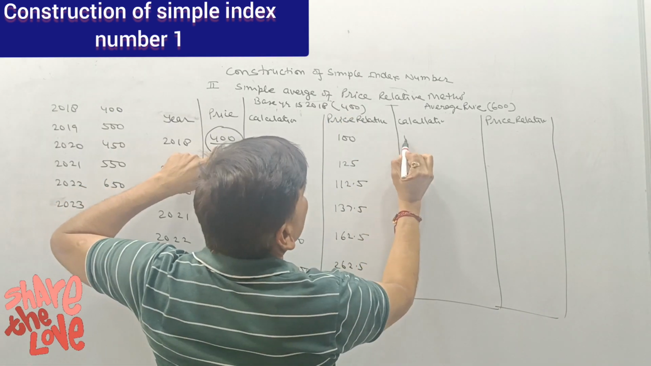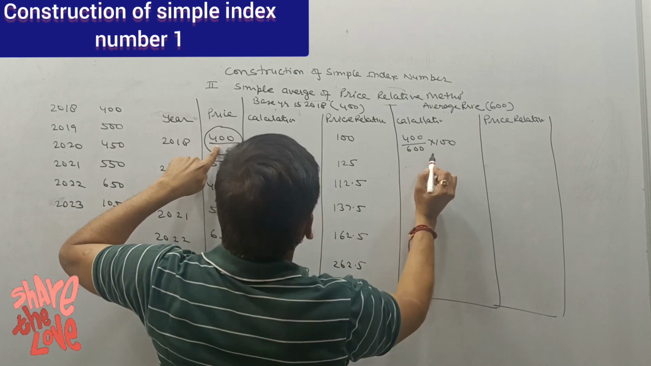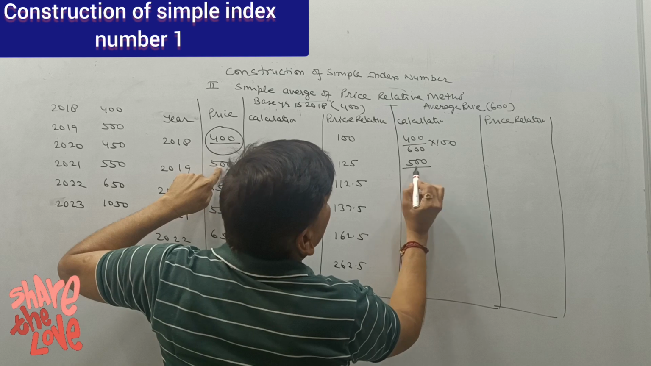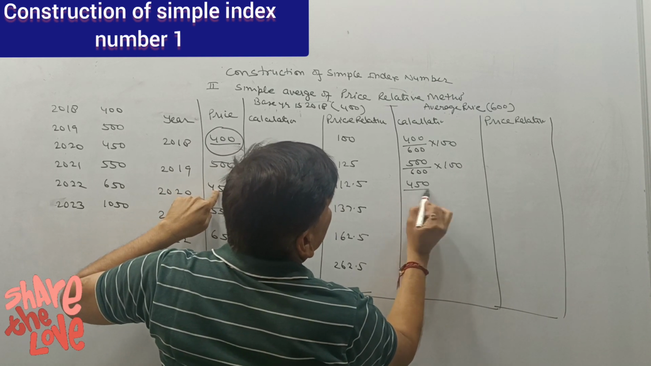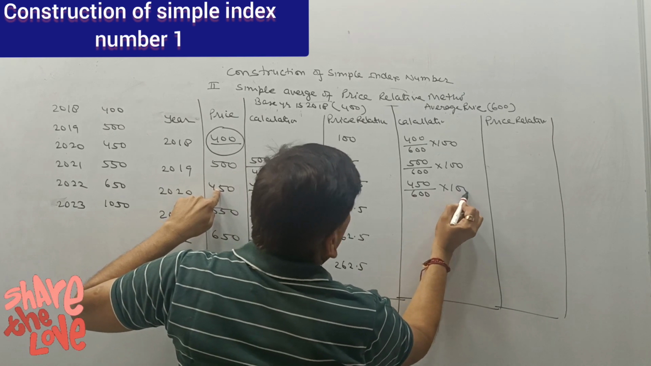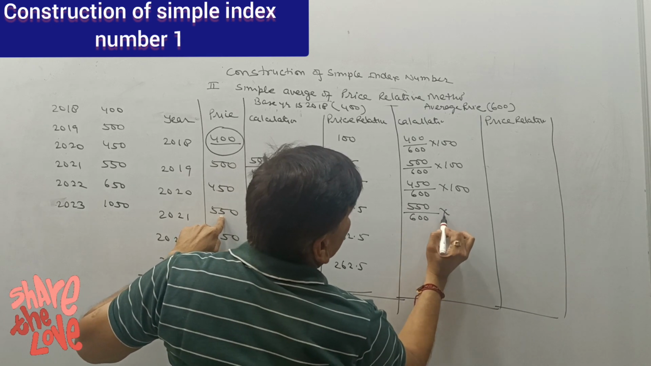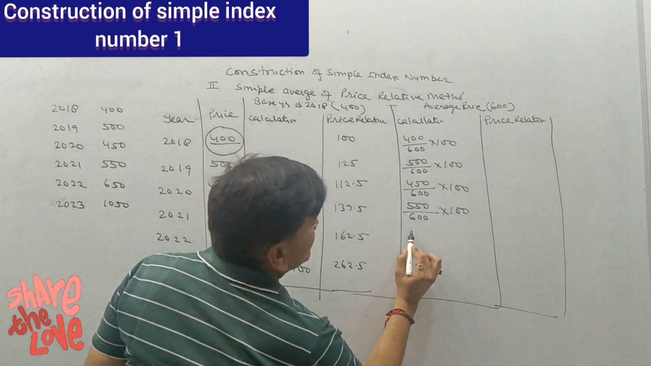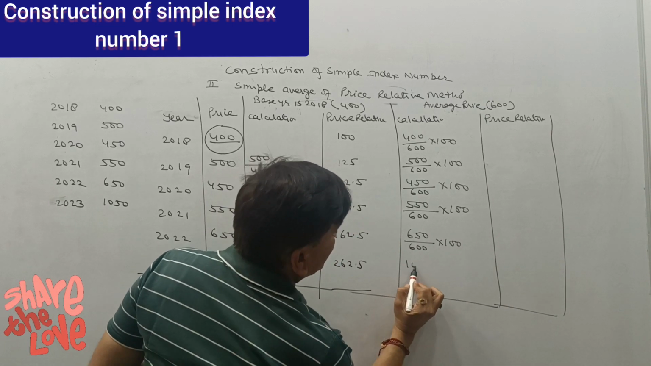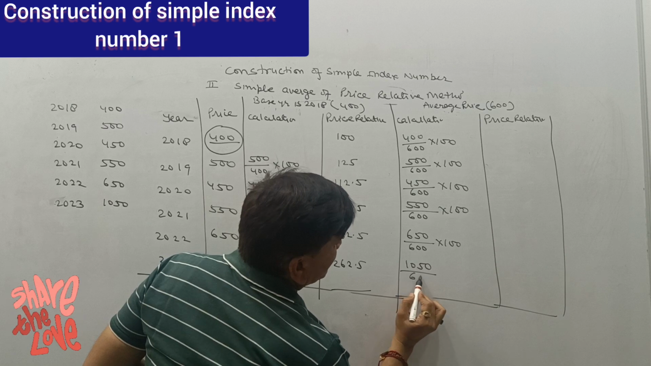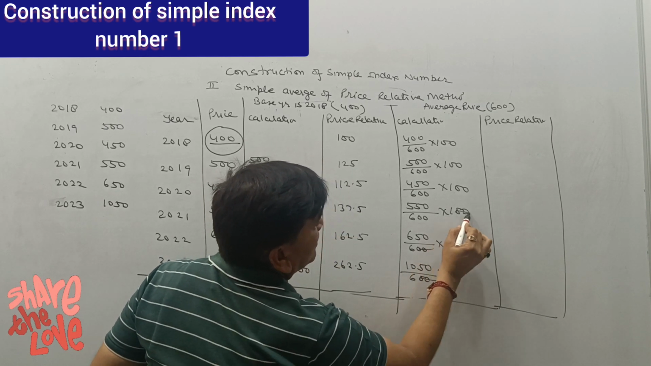So first one is 400 divided by 600 base year multiply by 100. Then 500 divided by average price 600. Then 450 divided by 600 multiply by 100. Then 550 divided by 600 multiply by 100. Then 650 divided by 600 multiply by 100, and last one 1050 divided by 600 multiply by 100. 00 cancel.